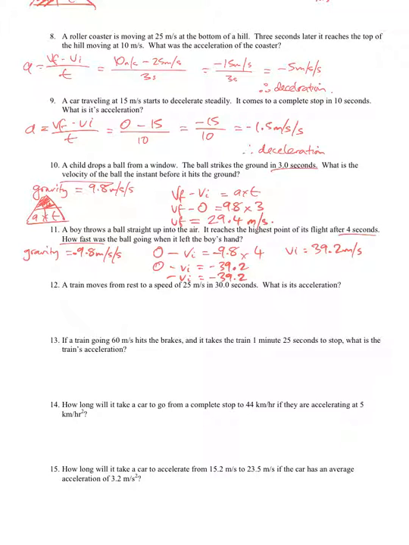A train moves from rest to a speed of 25 meters per second in 30 seconds. What's its acceleration? So acceleration is Vf minus Vi on t. It got to a speed of 25, so it was 25 minus, it was at rest, so it started off at 0, and it took 30 seconds. 25 take 0 is 25 on 30. 25 divided by 30 is 0.83 meters per second.